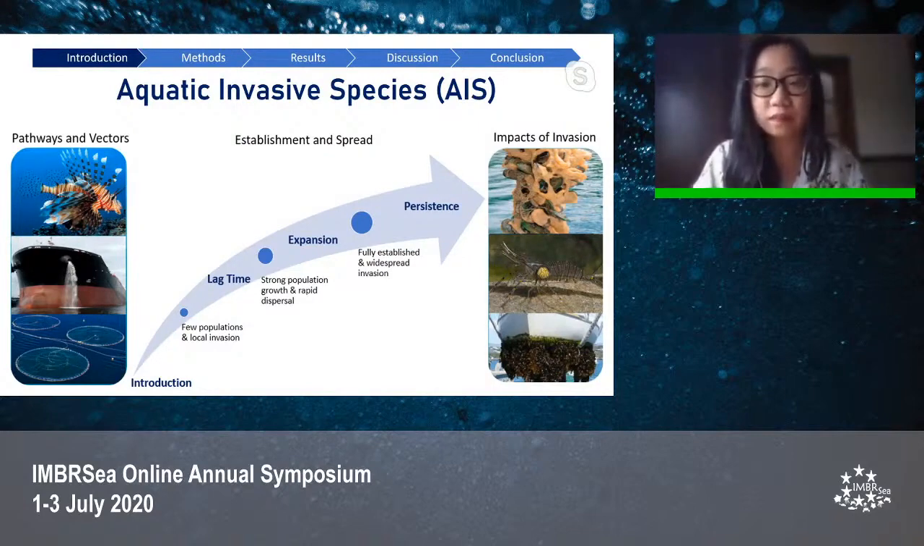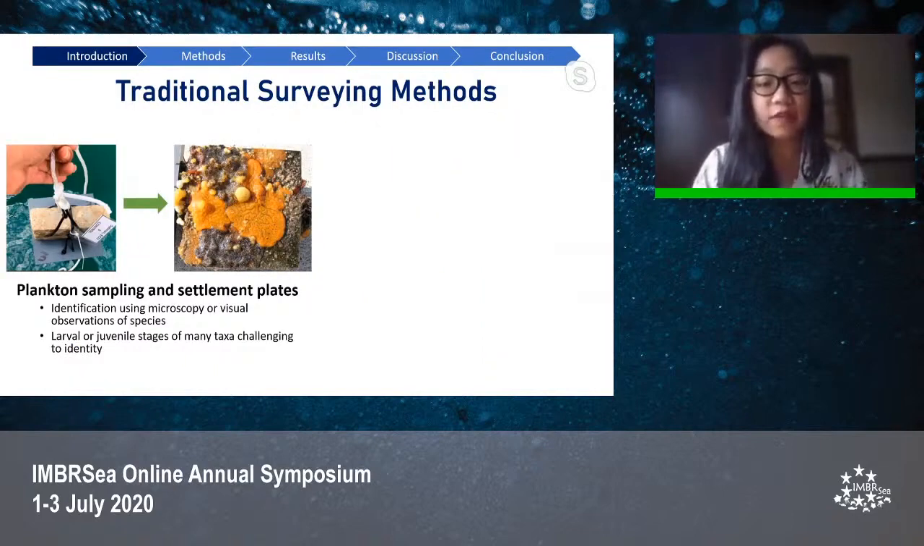labor costs. So until recently, the majority of studies focusing on biosecurity have conducted surveys such as plankton sampling and settlement plates with subsequent identification using microscopy or visual observations of species. However, this can be time-consuming and dependent on specialized taxonomic expertise. And these studies, depending on species identification, can be challenging and lead to bias, especially when dealing with larval or juvenile stages of many taxa.